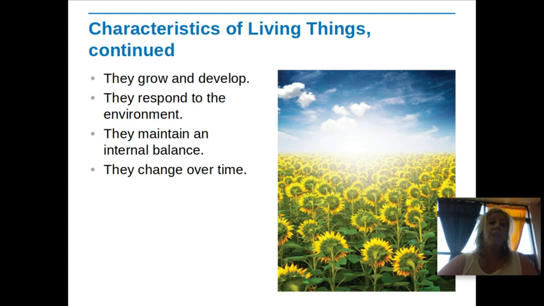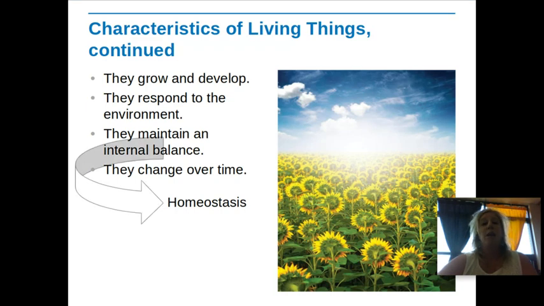All living things maintain an internal balance. There is a name for that. It is called homeostasis. Homeostasis is a stable internal condition of living organisms. Most organisms have to maintain this stability in order to maintain life.